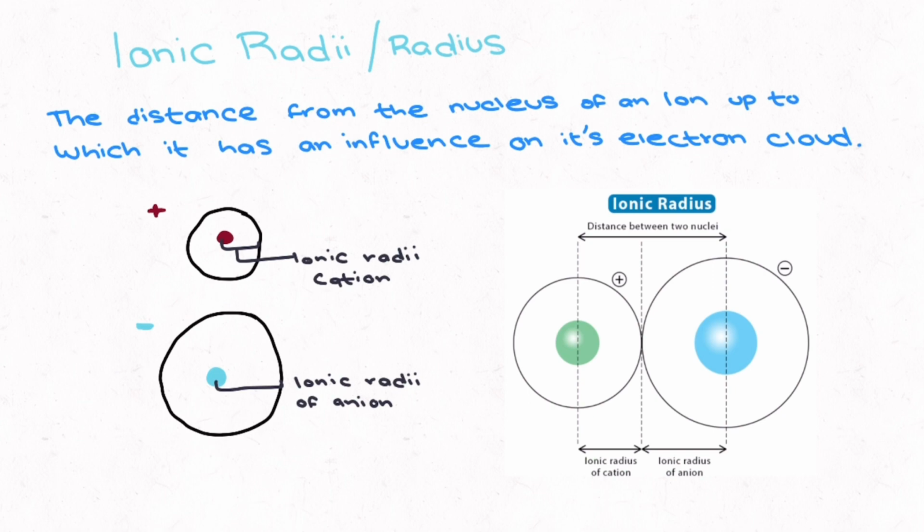Okay, so let's talk about ionic radii, radius again if you want to say so. It is the distance from the nucleus of an ion up to which it has an influence on the electron cloud. Again, if you're a complicated person, the diagram on the right also shows it, but the diagram on the left is a really simplified version of what it looks like.